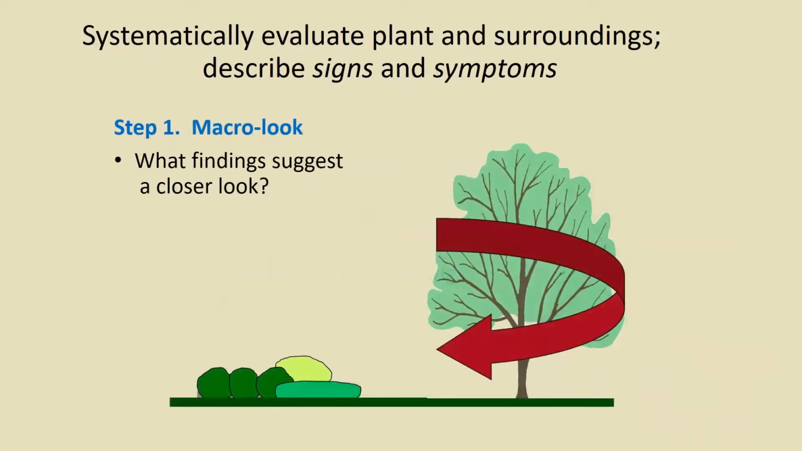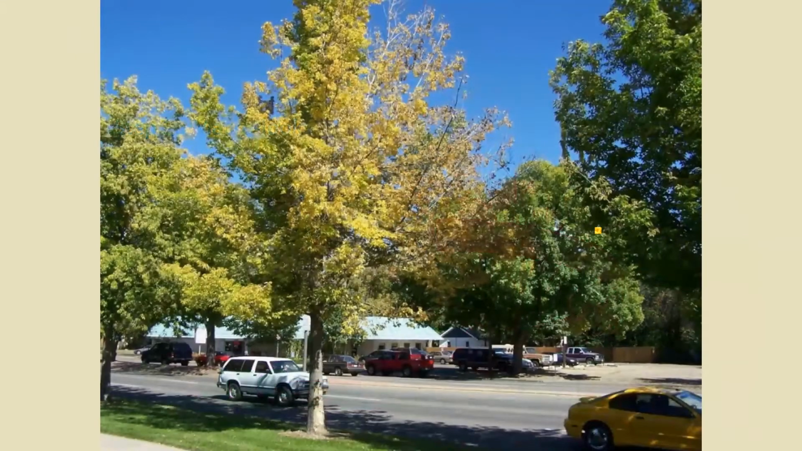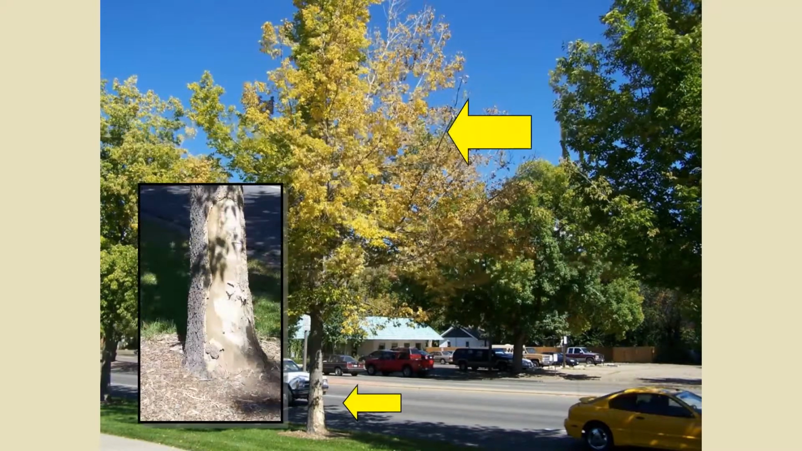So the first step is to take a macro look, and that's kind of the big picture look of the plant itself. For example, here's a street tree that's planted in the strip of grass between a street and a sidewalk. There's a lot of chlorosis and branch death on one side of the tree, and that happens to be on the south side. And when we're walking around the tree as part of our process, we notice that there's an area on the trunk where there's a huge amount of bark missing. And this also happens to be on the south side. Actually, this tree had been hit by a car.